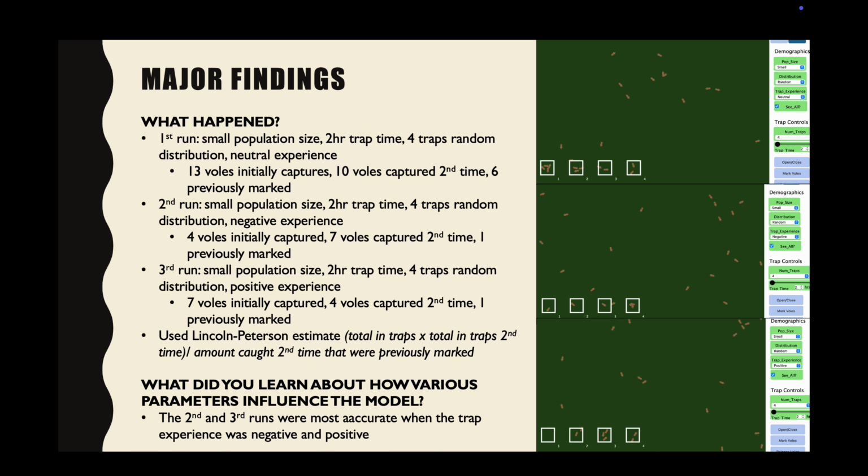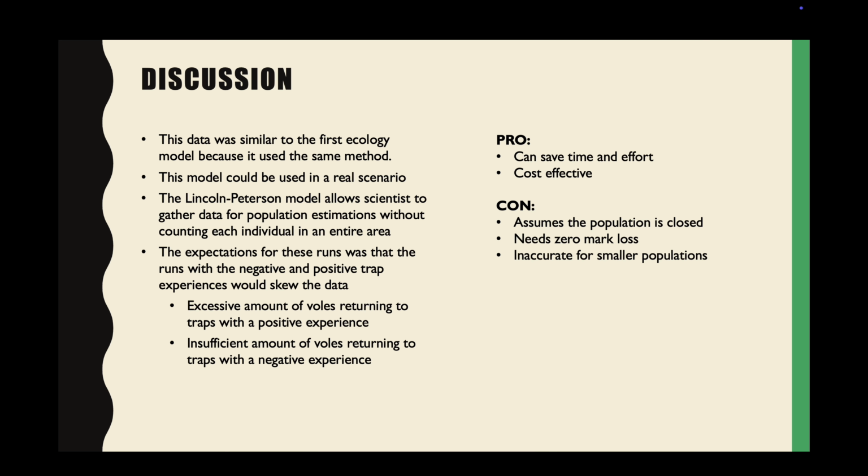Again, this is using the Lincoln-Peterson estimate, where it's total in traps times total in traps the second time, divided by the amount caught the second time that were previously marked. The second and third runs were the most accurate, when the trap experience was negative and positive. I expected that for the negative and positive traps the data would be skewed and wouldn't be accurate because of the excessive amount of voles returning to the traps with the positive experience and the insufficient amount of voles returning to the traps with the negative experience.